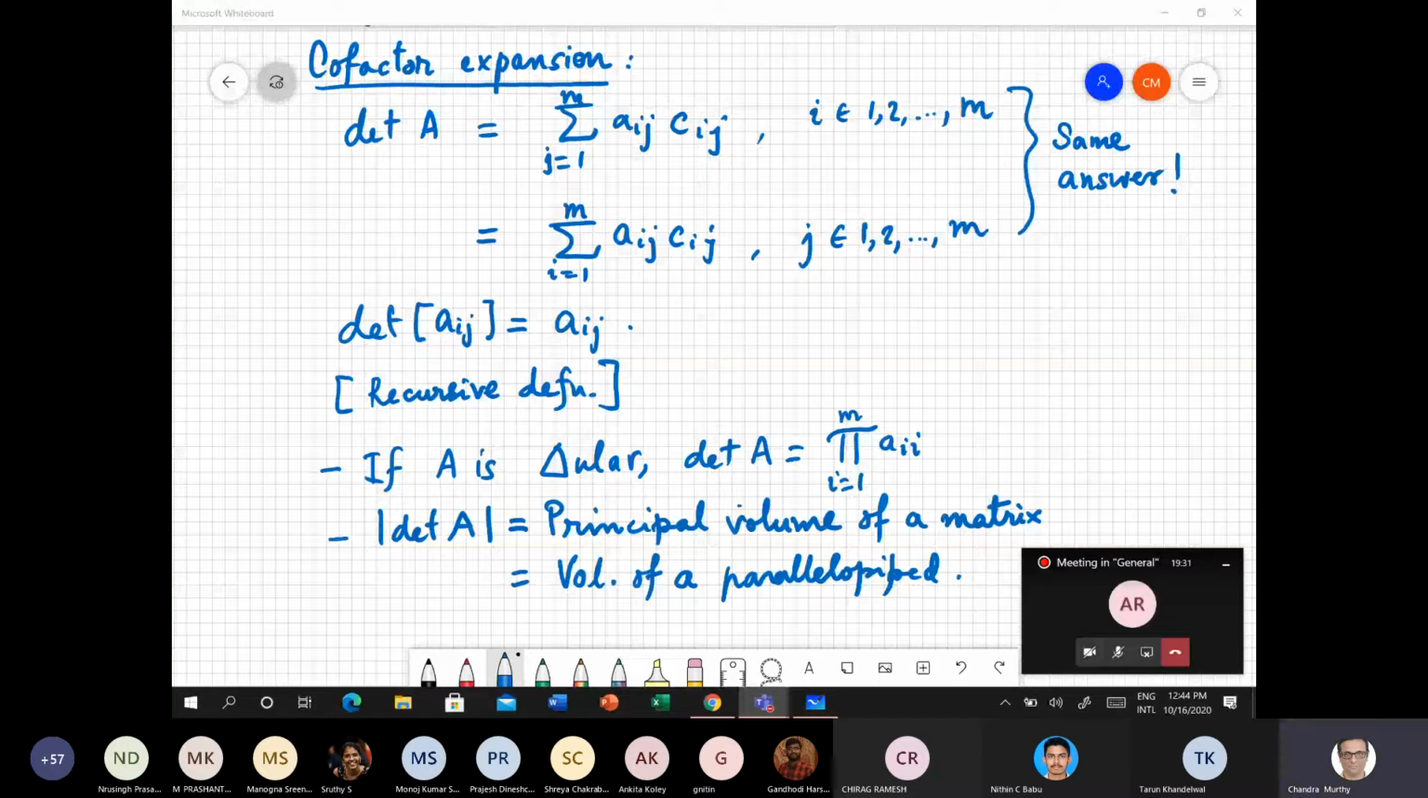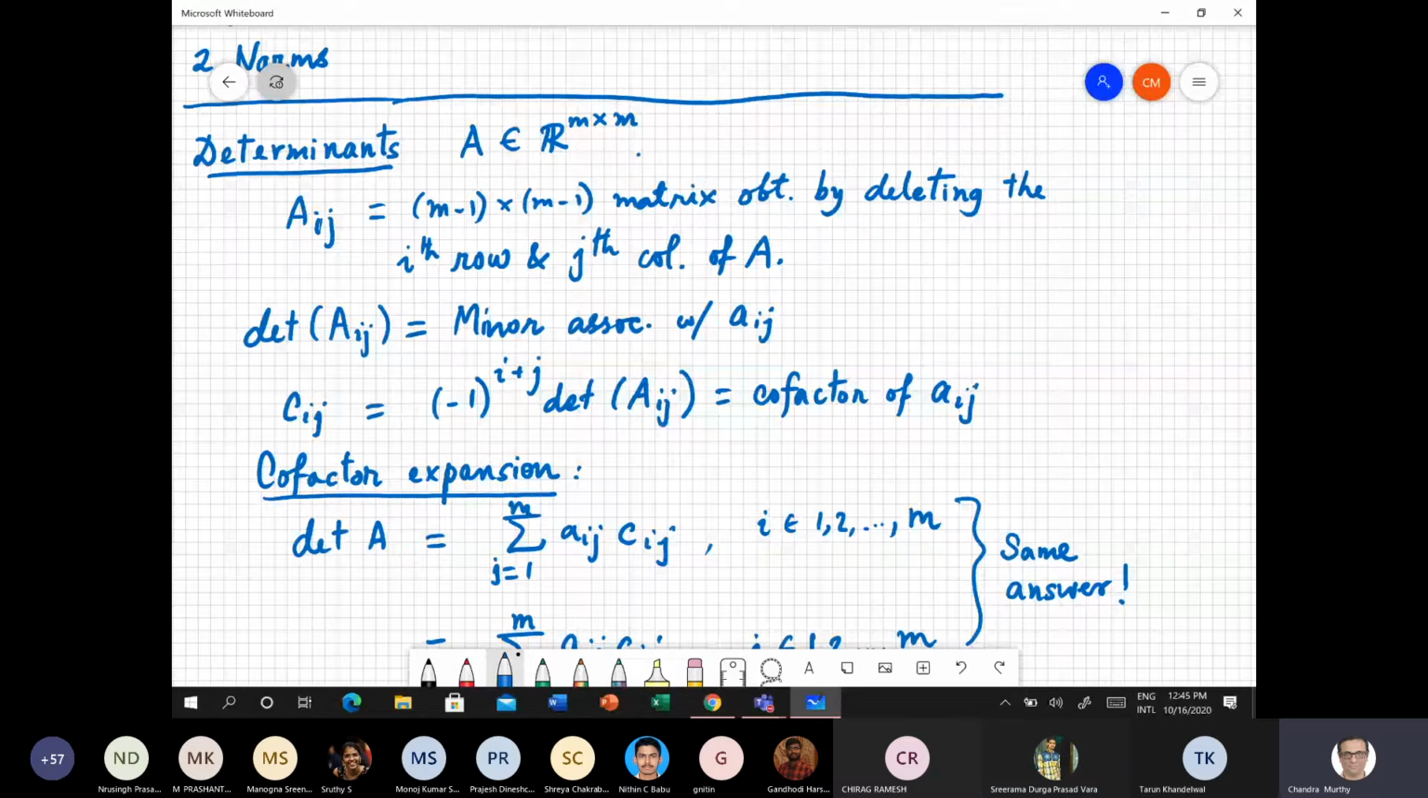So this is the volume of a parallelepiped defined by the columns of... Can we define determinant for a non-square matrix? No, it's only for square matrices. So at the starting line, you defined a matrix A which belongs to R power m cross n, which is a non-square matrix, right? Maybe my handwriting is not clear, but this is M cross M. Okay, thank you.